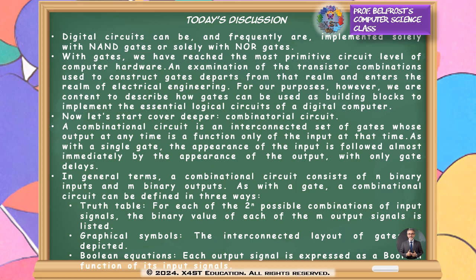A combinatorial circuit is an interconnected set of gates whose output at any time is a function only of the input at that time. This is very important. In general, a combinatorial circuit consists of n binary inputs and m binary outputs, and there are some things that you need to note: the truth table, the graphical symbols, and Boolean equations.